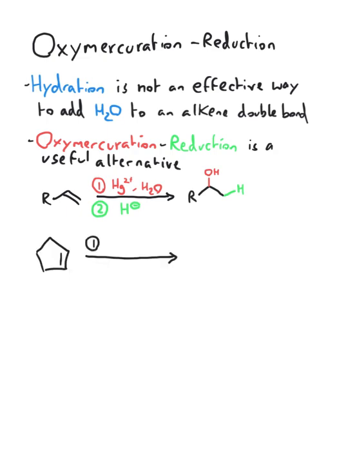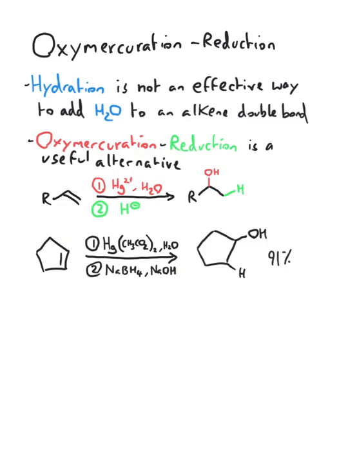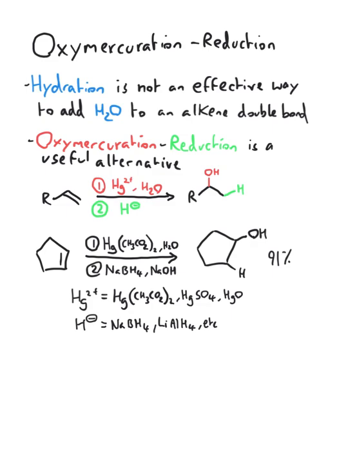In this example here, we are using mercury acetate and water for the oxymercuration step and sodium borohydride and sodium hydroxide in our reduction step. These are not the only conditions you could have. You could have practically any mercury ion source and water followed by any reducing agent in the second step, but I recommend you learn these ones as they definitely work. The mechanism is as follows.